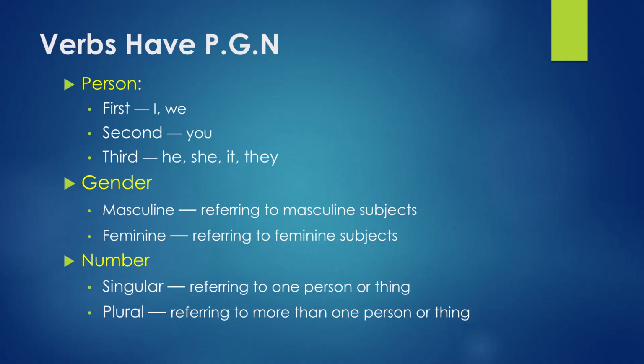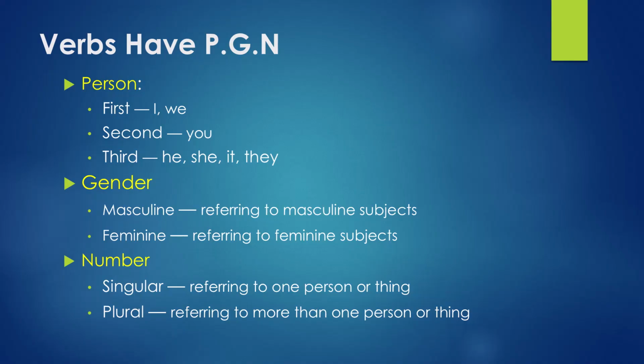Also, verbs have gender. Gender can be masculine or it can be feminine. Masculine are words that are referring to masculine subjects, and feminine are words that are referring to feminine subjects. And then the last one, verbs have number. We have looked at this. Number simply means, is it singular or is it plural? And we've seen how this works in the nouns. Singular verb refers to one person or thing, and plural verb refers to more than one person or thing. So verbs have PGN, person, gender, and number.